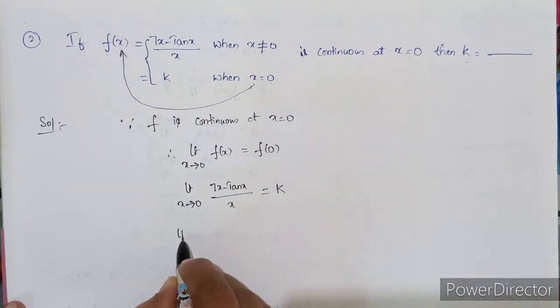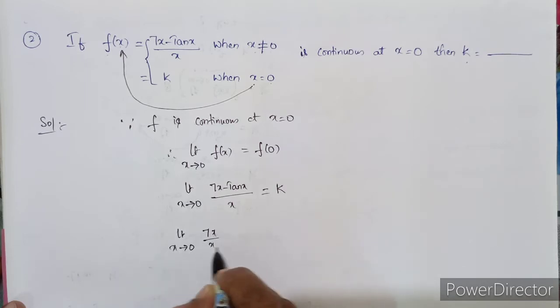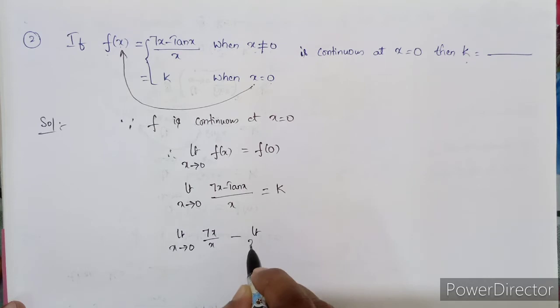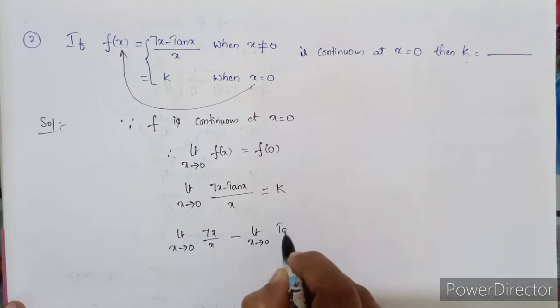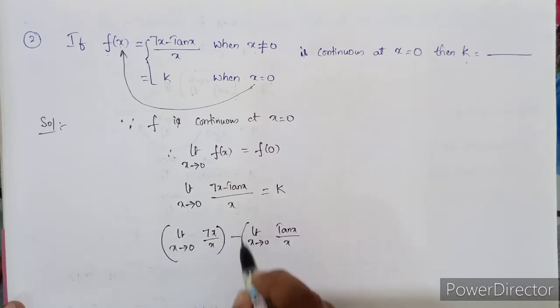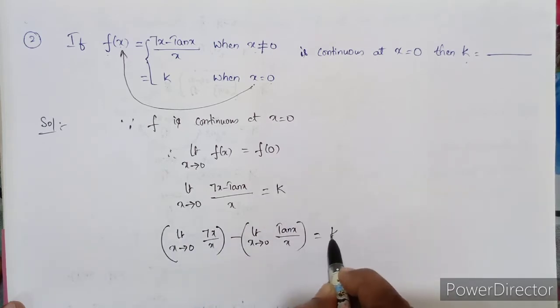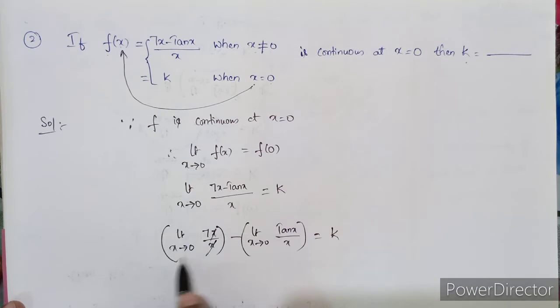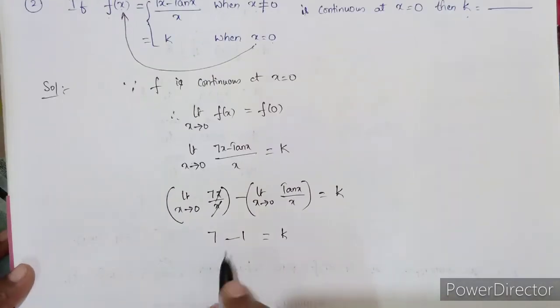Now we split the limit. Limit x tends to 0 7x by x minus limit x tends to 0 tan x by x. Like this we split the limit into two limits is equal to k. Cancel x. Limit of constant is constant. Limit x tends to 0 tan x by x value is 1. So 7 minus 1 equal to k. Therefore k is equal to 6.